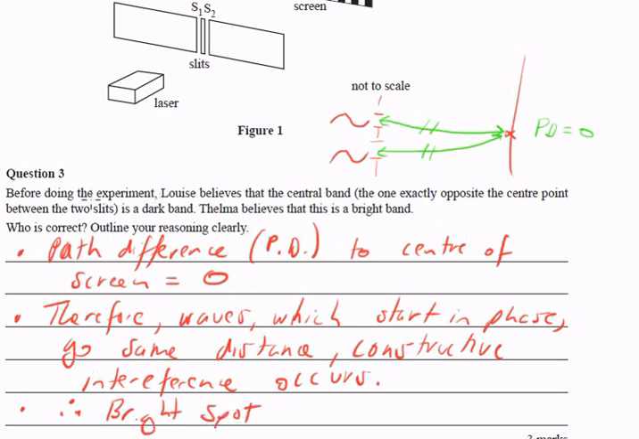Who was saying the bright spot? Louise believes it's going to be a dark spot. Thelma believes it's a bright spot. Thelma is correct.